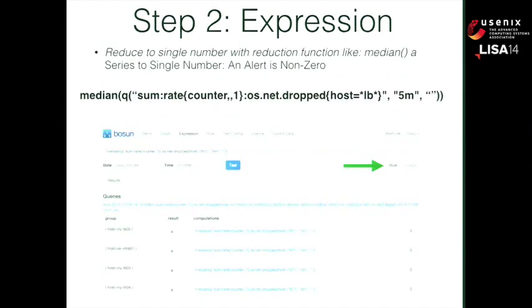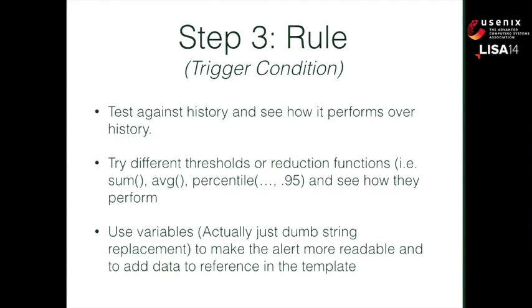The way we do that is you add a reduction function, such as median. Median takes a bunch of numbers and turns it into a single number. Once you've done something like this, it'll link you to the rule page. On the rule page, you can do lots of stuff. You can test it against history. You can experiment with different reduction functions. You can use variables. They're actually just string replacements. You can define things that you're then only going to use in your notification template, so your notifications can include information that wasn't necessarily directly part of the trigger rule, because it still might provide context, things you want to know about.